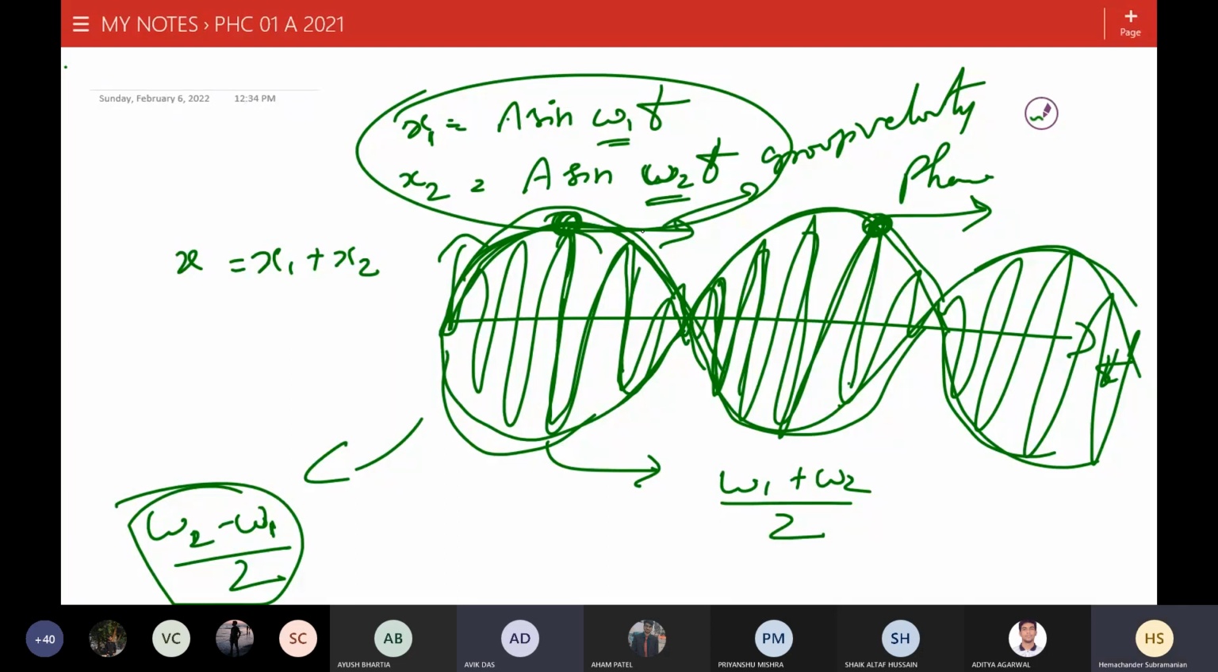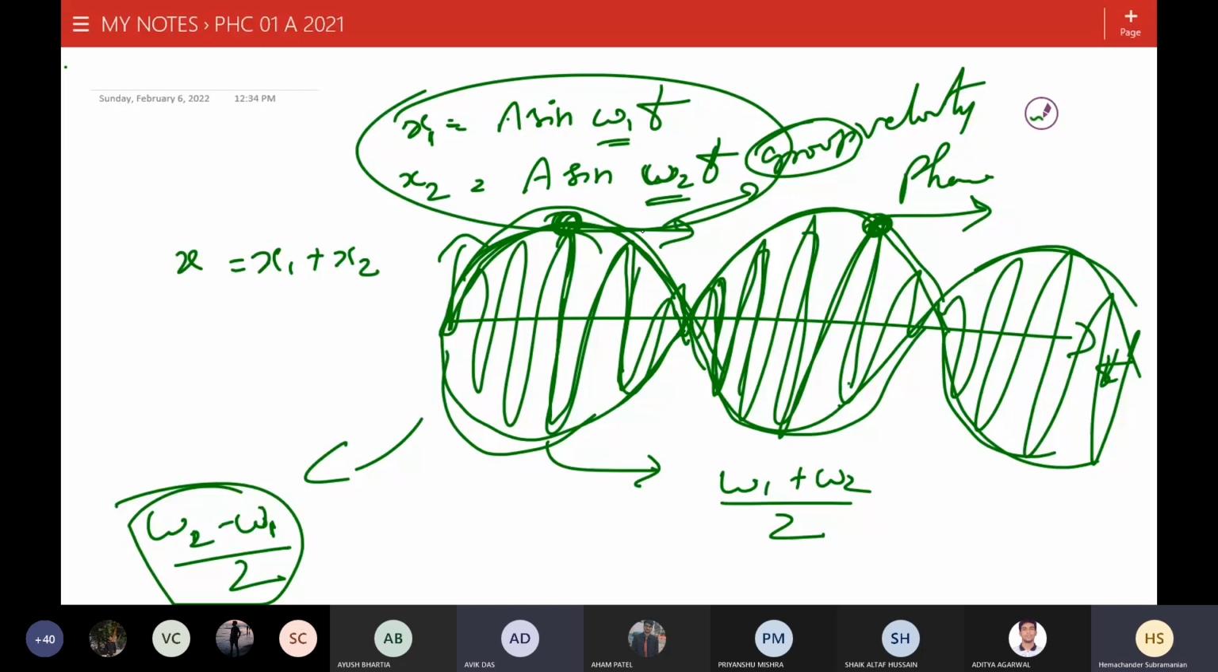So group velocity is the velocity of a group of waves. And this group of waves can travel at a different velocity compared to the velocity of the constituent waves. Does that make sense? Yes, sir.